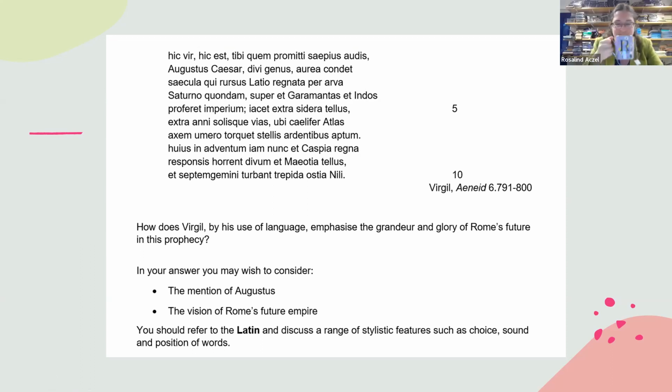Amazing, go for it. He obviously talks about the extent of the empire, of what it's going to be. It's going to lie beyond the stars, beyond the path of the year and of the sun. So you've got some nice hyperbolic statements brought out by our anaphora of extra, extra. Okay. And how does that emphasize the grandeur and glory?